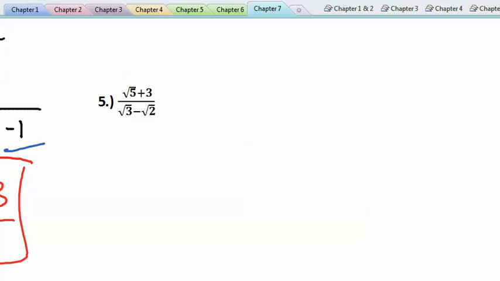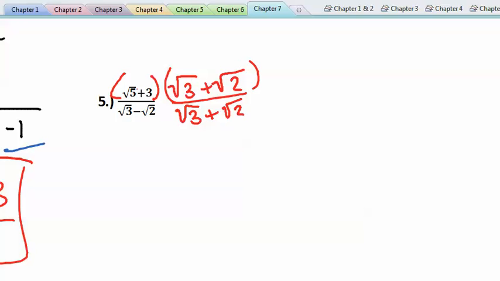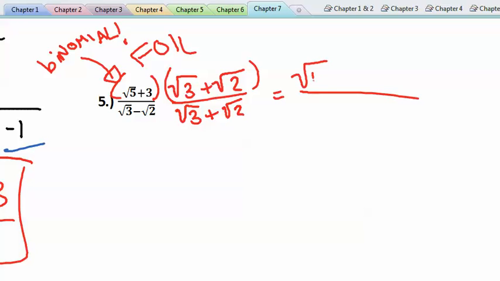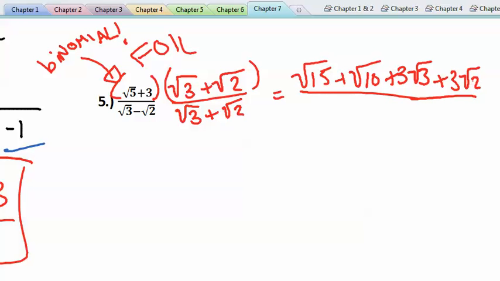You would do the same thing if it had multiple square roots with the binomial. The conjugate in this case will be square root of 3 plus square root of 2. I would do that for the numerator and the denominator. Now in this case, though, this is another binomial, which means that we have to FOIL. So we're going to FOIL the numerator, and get square root of 15 plus square root of 10 plus 3 square root of 3 plus 3 square root of 2. Notice nothing in the numerator are like terms, so we're going to leave those.